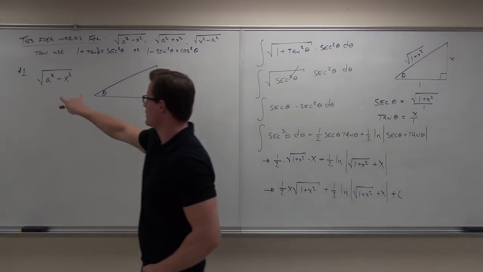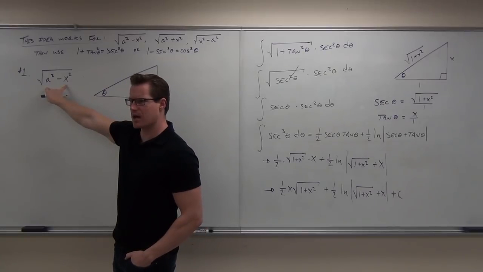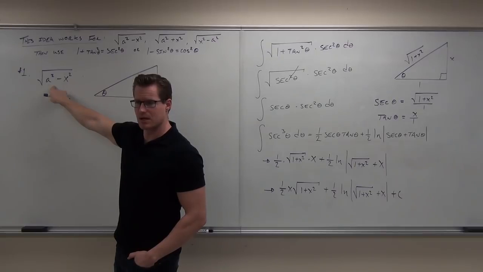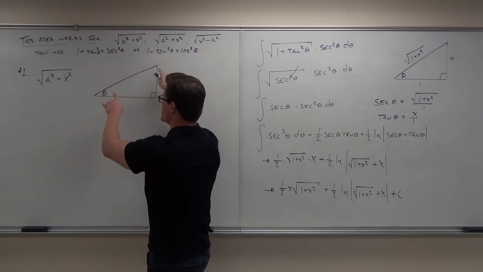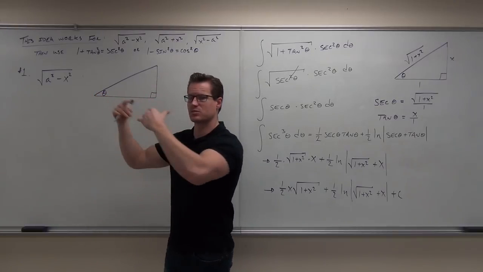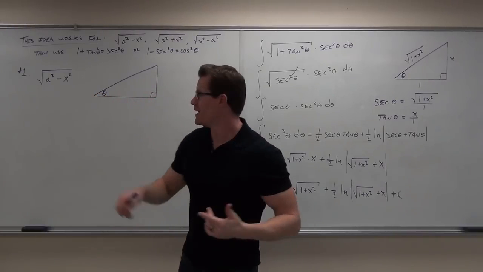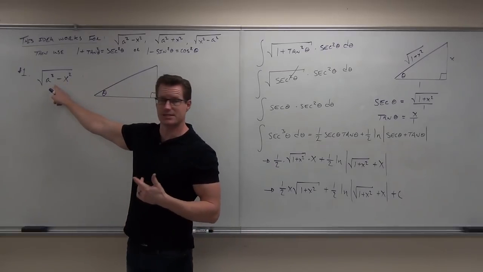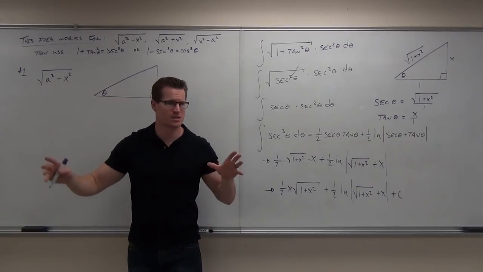Would this have to be the length of the hypotenuse or the length of the side? What do you think? It's got to be a side because it's got a minus in there. Does that make sense? Pythagorean theorem says the hypotenuse is when you take the sides and add them. A side happens when you take the hypotenuse and subtract. So what we know right now is that this is going to be the length of a side. You guys all understand the idea. It's got to be a side.